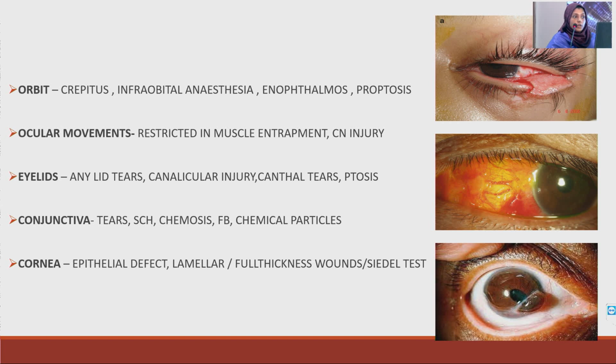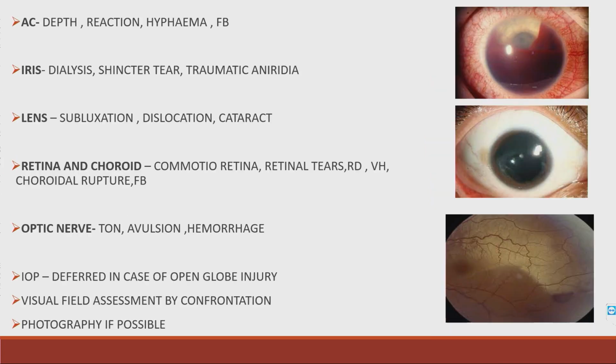In orbit, look for crepitus, infraorbital anesthesia, enophthalmos, proptosis. Ocular movements may be restricted in case of muscle entrapment or cranial nerve injury. Then look for lid tears, canalicular injuries, canthal tears. In conjunctiva, rule out foreign bodies and retained chemical particles. Cornea, look for any full thickness or partial thickness wounds.